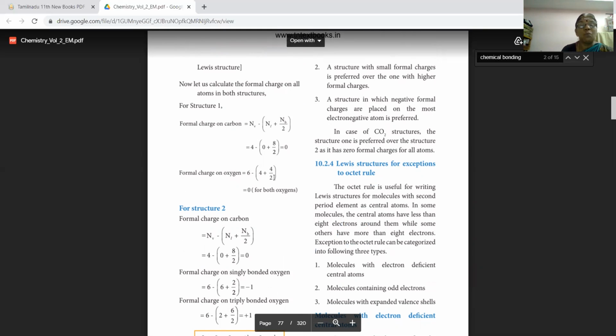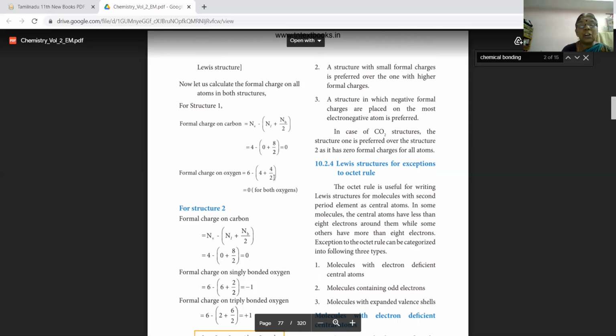Now let us calculate the formal charge of all the atoms in both structures. For the first structure, the formal charge on carbon: the formula is NV minus NL plus NB by 2. Here the valence electrons for carbon is 4, minus lone pair electrons, here there is no lone pair, so 0, plus bonded electrons 8 by 2. 8 by 2 is 4. 4 minus 4 is 0. So the formal charge of carbon is 0.